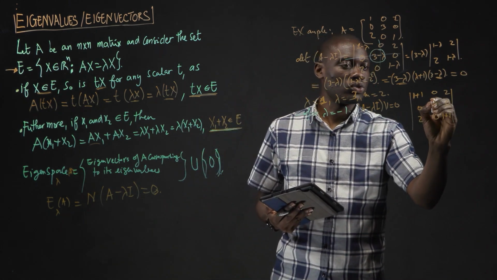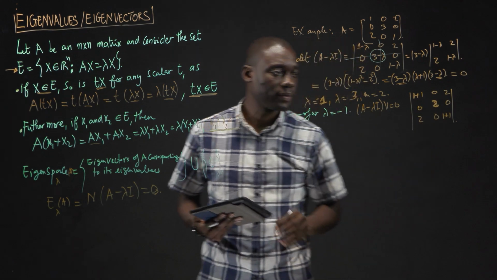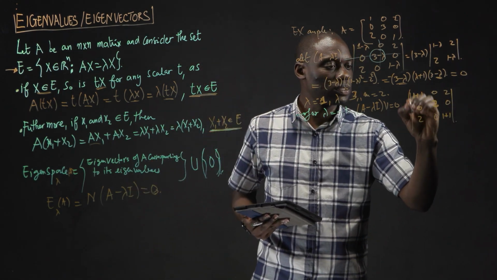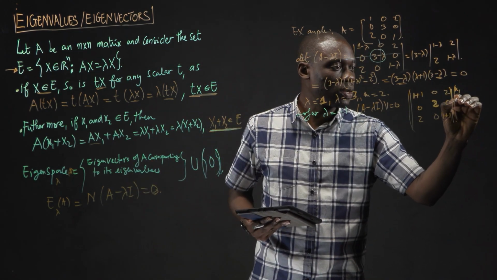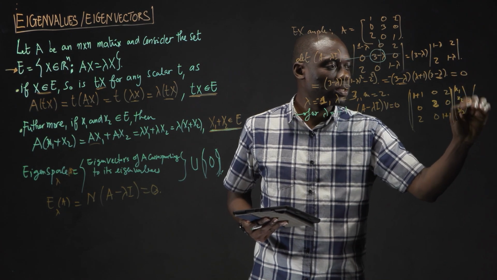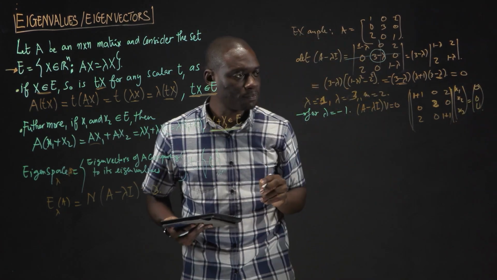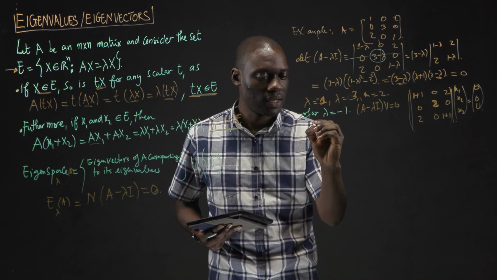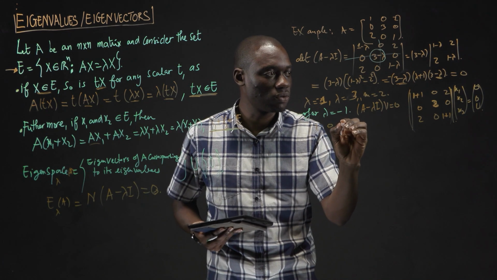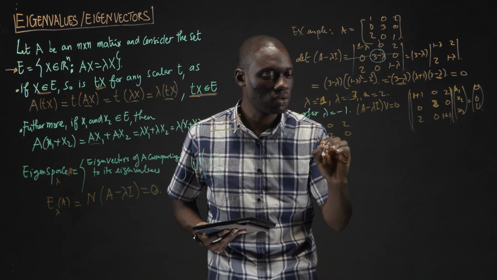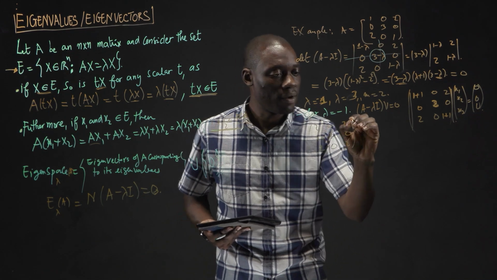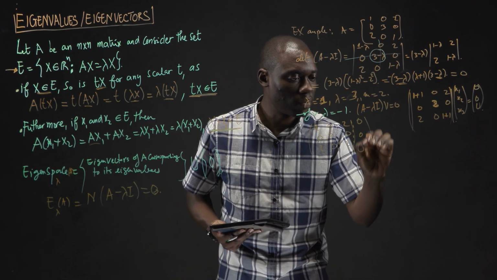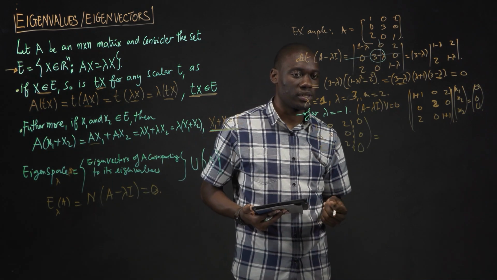Here I have 3 minus 1, which is 2. Now having this times x1, x2, x3 equals 0, 0, 0. This will give me 2, 0, 2, 0, 2, 0, 2, 0, 2. Now, writing this in reduced row echelon form.